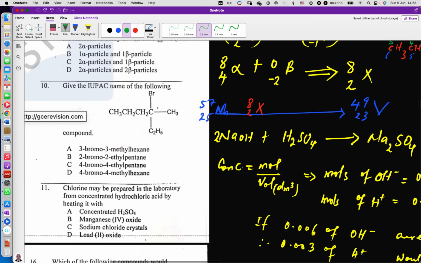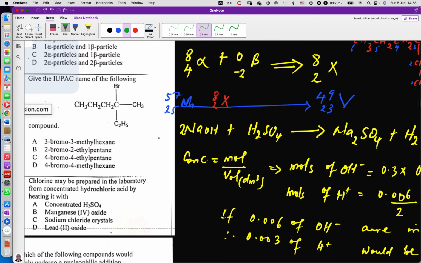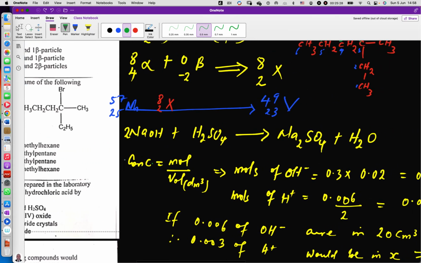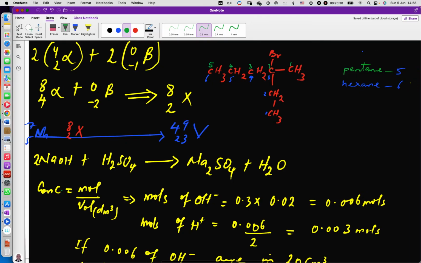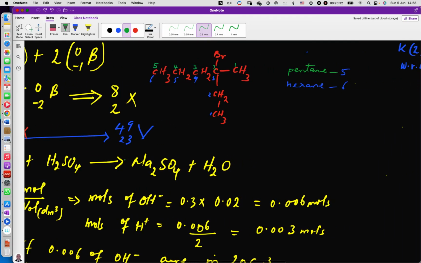Okay, so now we will have to write this formula. We have to write out all this, the molecular formula that has been compressed here into CH2, CH3. Write it out clearly. This is what we are going to have: a CH2 here and a CH3.